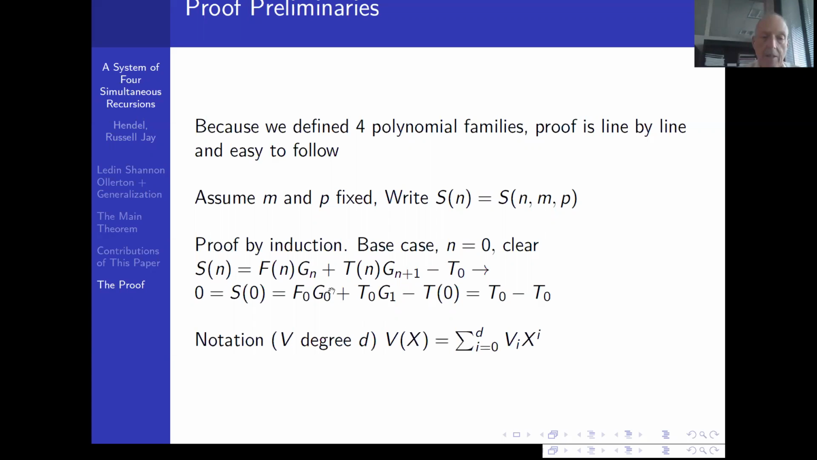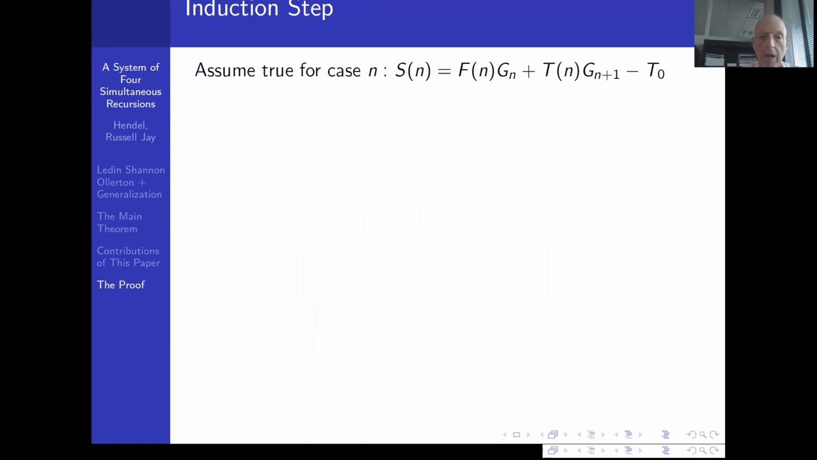And in case you're curious, again, more notation. If I have a polynomial b of x of degree d, I'll write that as the sum, i equals 0 to d, of b_i x to the i. So I just use this convenient subscript notation to indicate the coefficients of the polynomials. So T0 is indeed the coefficient of x to the 0, or the constant term. Okay, so the base case is usually quite straightforward, so we won't dwell on it anymore.